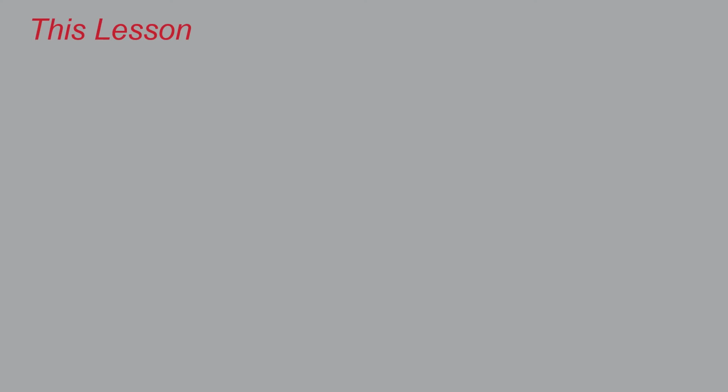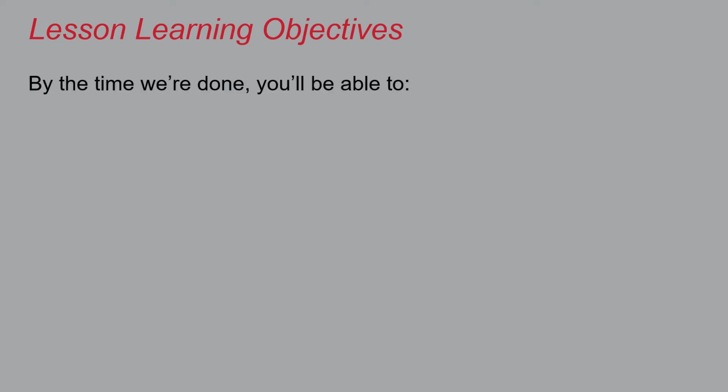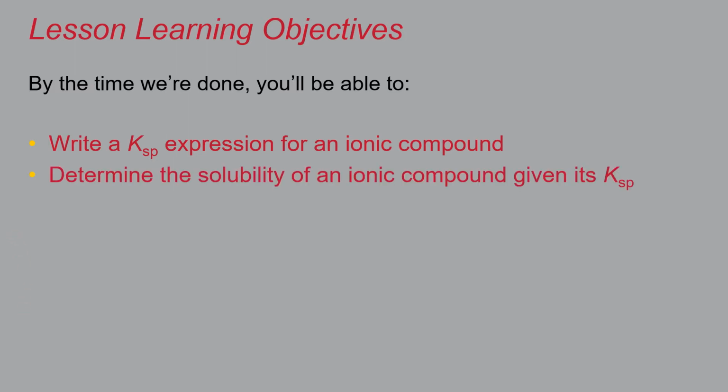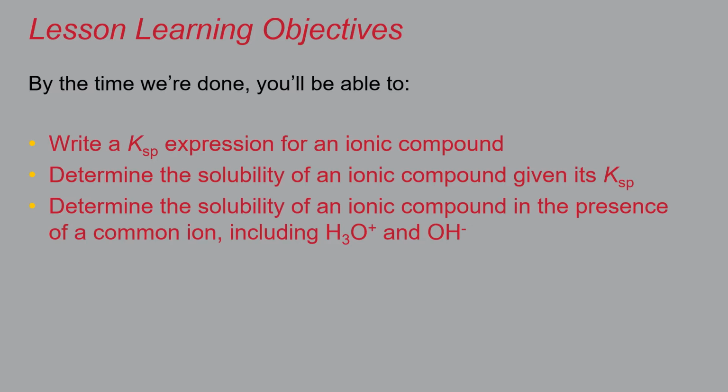All right, for the last lesson for the equilibrium chapters, we are talking about solubility, which means, of course, more ice tables. All right, what are we going to pick up here? By the time you're done with this series of videos, you're going to be able to write a KSP expression for another compound. Yes, that's right, yet another subscript for K, but it is something that you already know. And you're going to determine the solubility of an ionic compound given its equilibrium constant KSP. You're going to determine the solubility of a compound in the presence of a common ion, including hydronium and hydroxide.